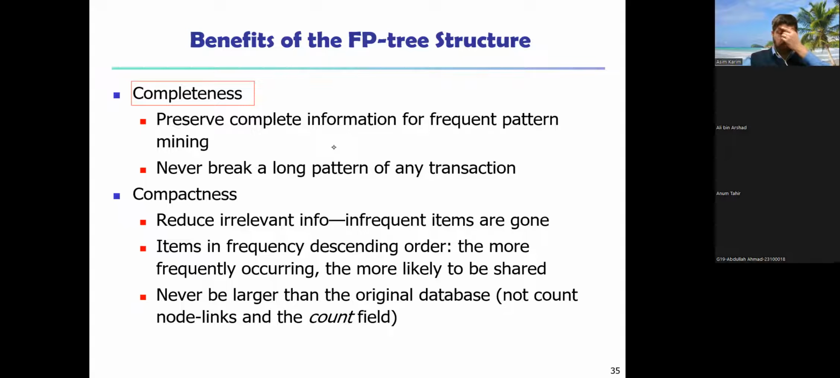So the FP tree structure that is used in the FP tree algorithm is complete from the perspective of item set mining. So it does not contain information of infrequent item sets. It contains all information that is necessary to find frequent item sets. That's the meaning of completeness.